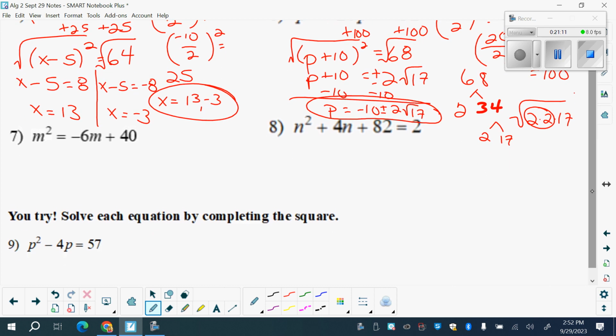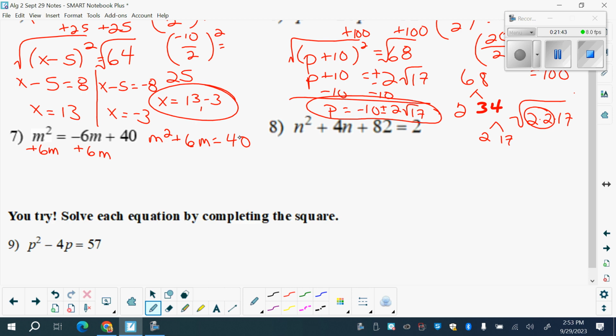Okay, what's different on number 7? You guys are doing good. I know I'm throwing a lot at you today. Is that in that same form that they were on 5 and 6? No. What do we need to do to get it to look like that? We want to add 6m. That's right, to both sides. So we get m squared plus 6m equals 40.